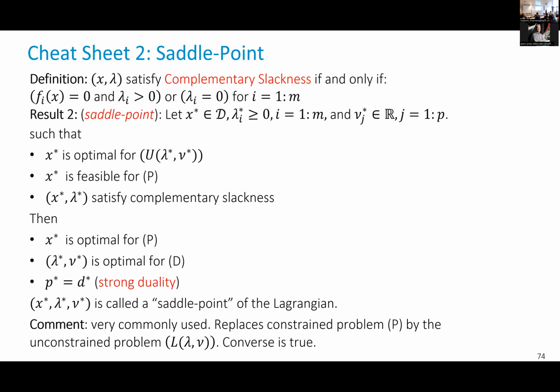But we're interested in solving exactly the original problem. The method that most often is used in all textbooks, they don't even mention it, but that's what they do: I use the Lagrangian. I solve the unconstrained problem.